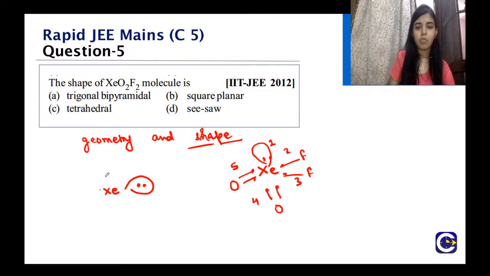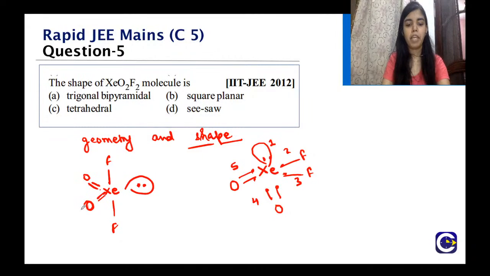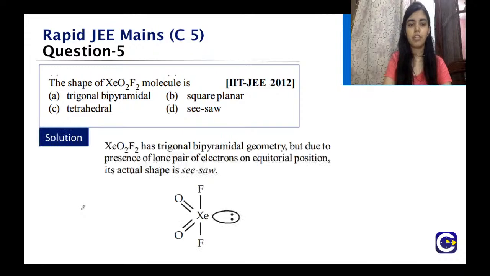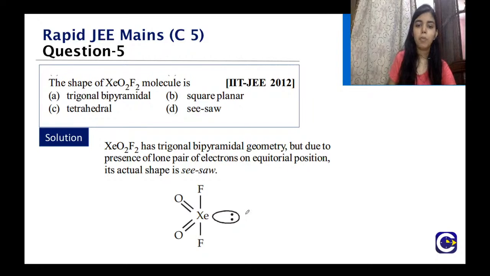And this one you will get as fluorine, fluorine, double bond O, right? Or to make it more clear, we'll draw the structure like this. So this is the structure. Now the geometry is trigonal bipyramidal, but lone pair of electrons are not taken while determining the shape of the molecule. So omit the lone pair, you can see the seesaw type of shape. So the answer for this particular question will be D, that is seesaw.